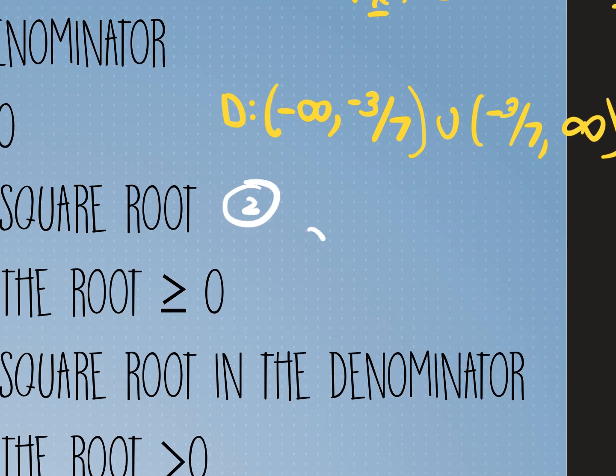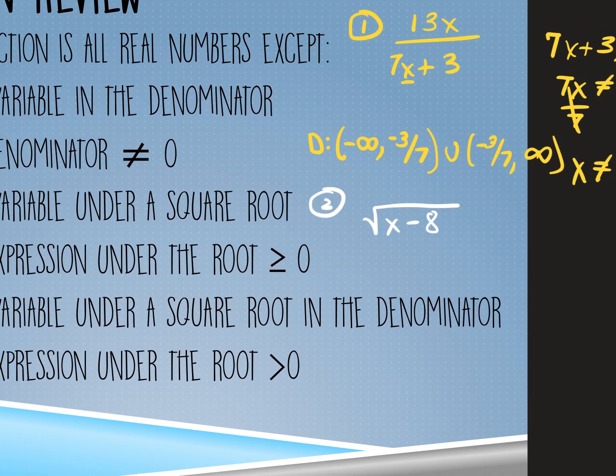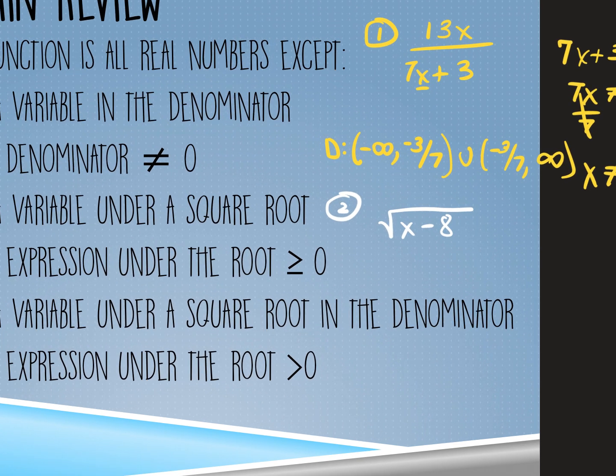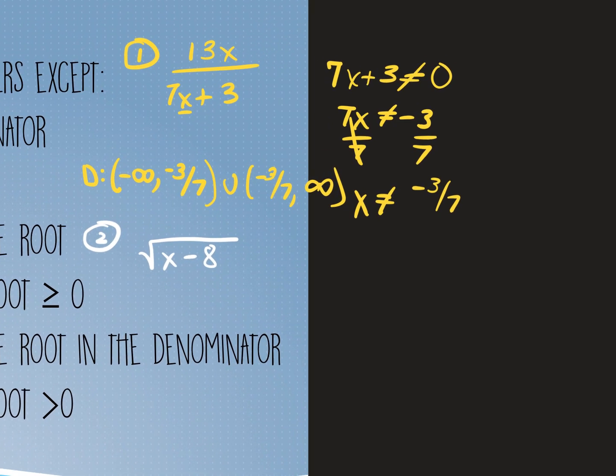So let's just say I'm looking at a function and it looks like this, whatever, the square root of x minus 8. You're going through and it says, what is the domain? And you're like, well, there's not a variable in the denominator, so we're good. But there happens to be a variable underneath a square root. So how do we solve this? We don't set it equal to 0. What do we do? Greater than or equal to. Why is this greater than or equal to and not just equal to 0?